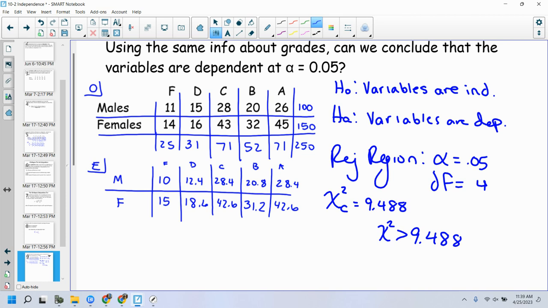Basically, think about this. If the sum of all my O minus E squared over E turns out to be greater than that, then there's too much spread in the data. There's too much difference between O and E, so I cannot say that the variables are independent. I have to reject that statement. So it's always going to be a right tail. Let's figure out chi-square, shall we?